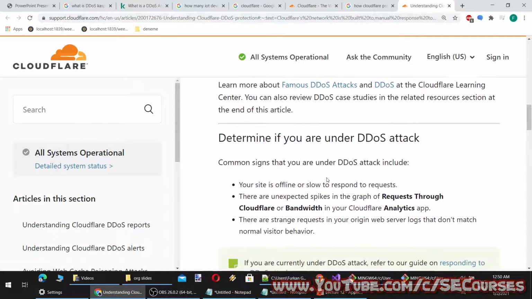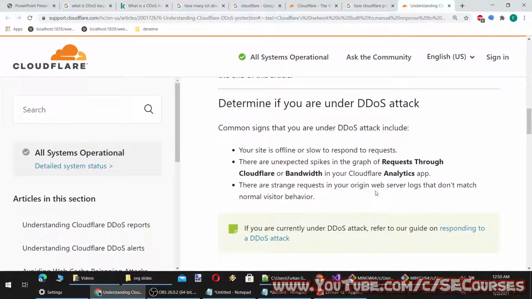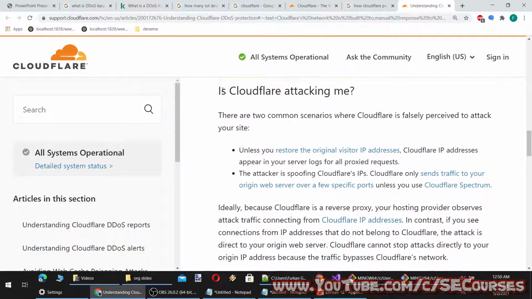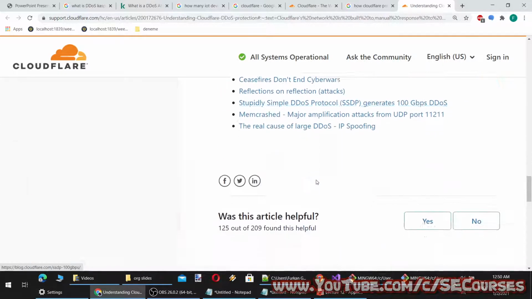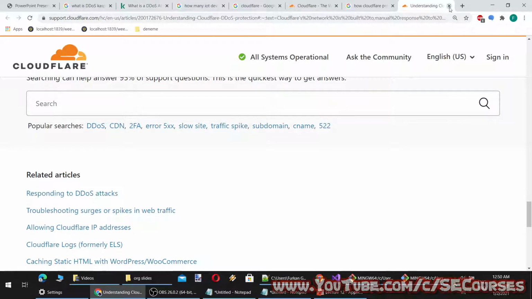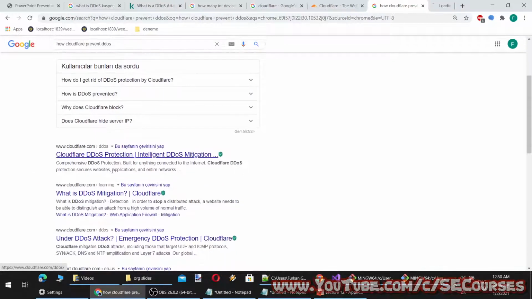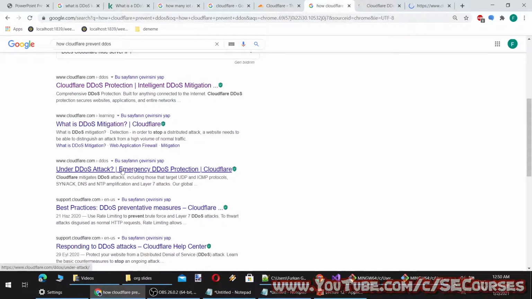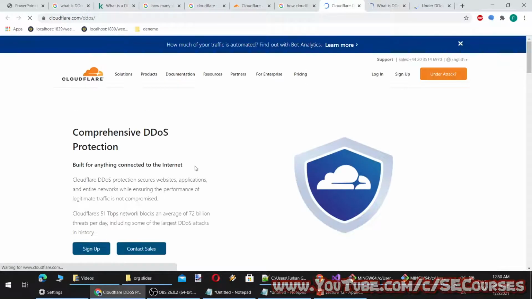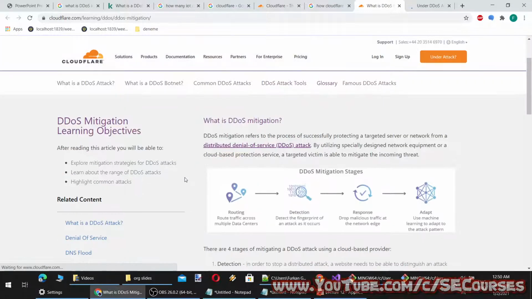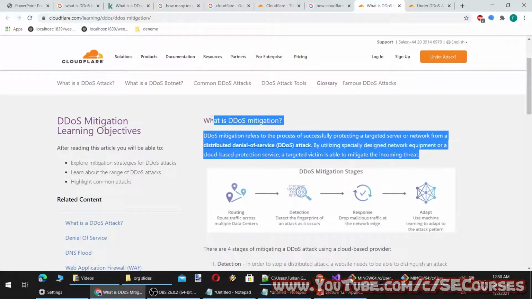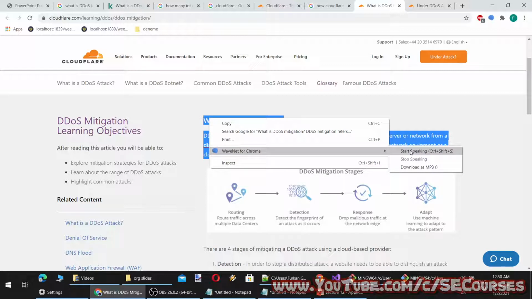Okay, how does it do it? I will try to find it. No, not this. This article is explaining it. Okay, so let's read this one.